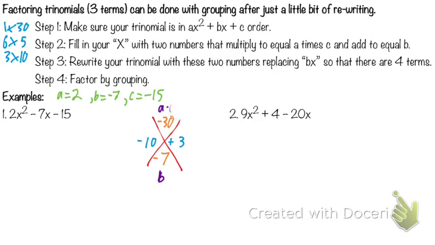So now we can double check. Would negative 10 times 3 give us negative 30? Would negative 10 plus 3 give us negative 7? The answer to both is yes. We filled out our little X here, our puzzle. What this is going to do is this is going to help us know how to split. So we're going to go back to this trinomial now.